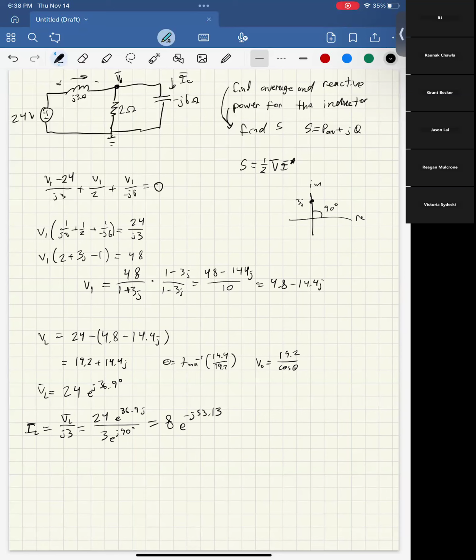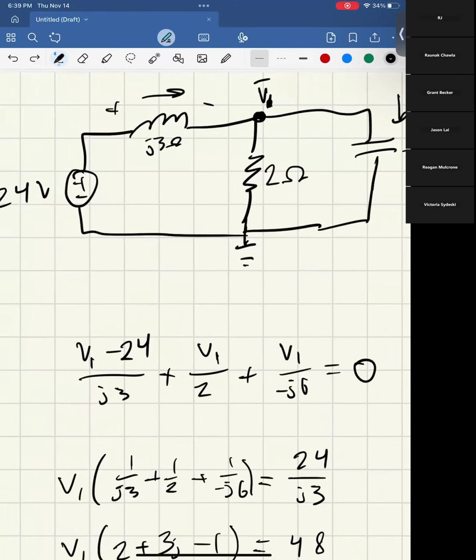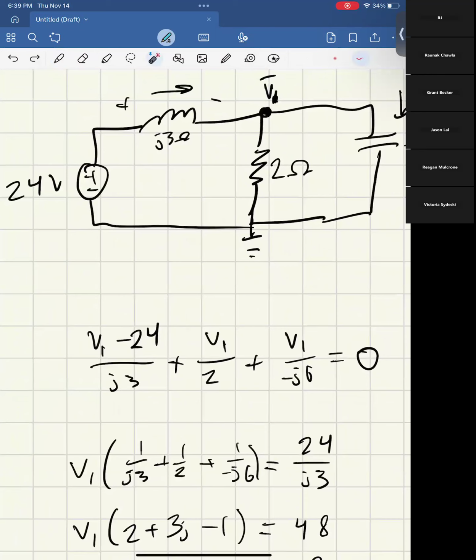And then finally, at the end here, we have all the components. So S equals 1/2 V bar I bar star. So that's 1/2 times 24 e to the 36.9 j times 8 e to the, and now this is the important part, it's I star. If you forget this star, then you'll get a number that does not match what you should expect, which is, as I said at the beginning, we're looking at the complex power of this inductor.